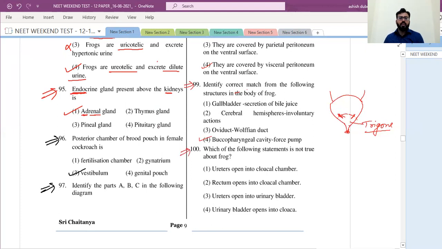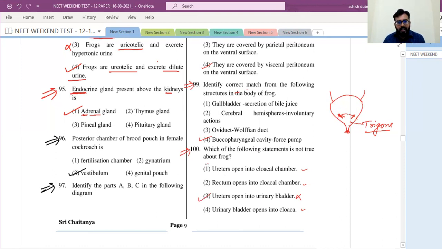100th question. Which of the following statements is not true about frog? Ureter opens into the cloacal chamber. Good, it is true. Rectum opens into the cloacal chamber. It is also true. Ureter opens into the urinary bladder. No, the urinary bladder opens into the cloaca. Yes, this is not true. That's why this will be the answer. The ureter is not opening into the urinary bladder.